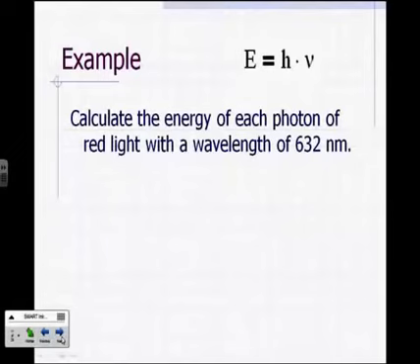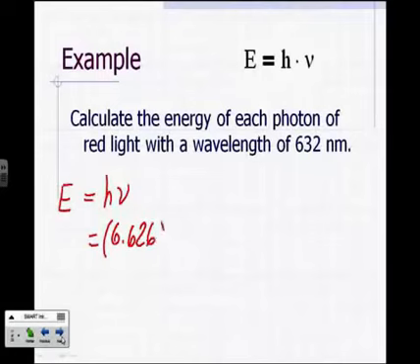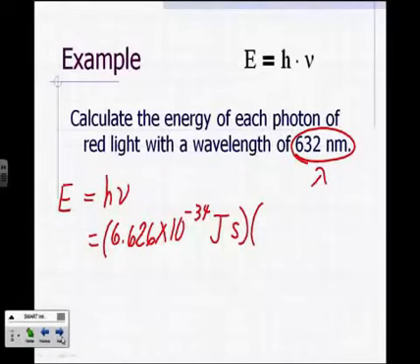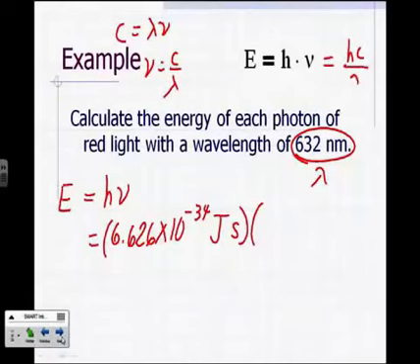So here's a simple example. What's the energy of a photon of red light if that particular light has a wavelength of 632 nanometers? How will we solve that? E is h nu. So h is 6.626 times 10 to the negative 34 joule seconds. And how is frequency related to wavelength? Lambda times nu is c, so nu is c over lambda. So this is also equal to hc over lambda.